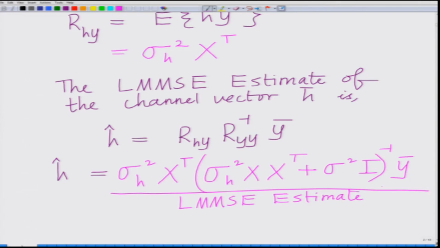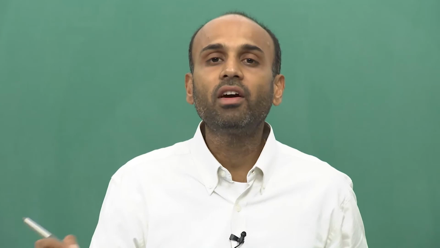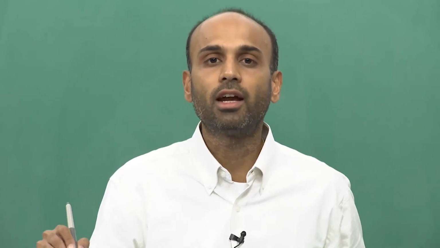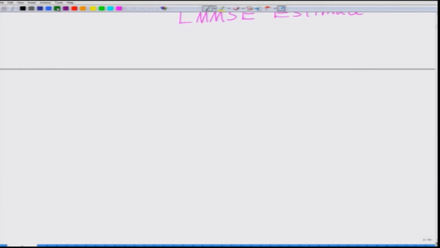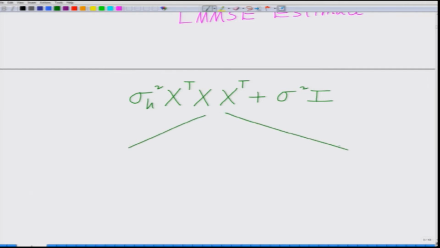Now, of course, the LMMSE estimate itself is the MMSE estimate if the channel vector h bar is Gaussian, alright. Now what we are going to do is simplify this LMMSE estimate into a form that is much more convenient, and I am going to illustrate that. First realize, similar to what we have done several times before, I will start with this quantity sigma h square x transpose x x transpose plus sigma square times identity, and I can expand this in two ways.